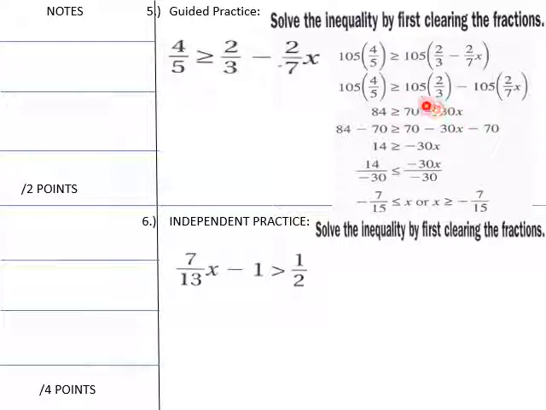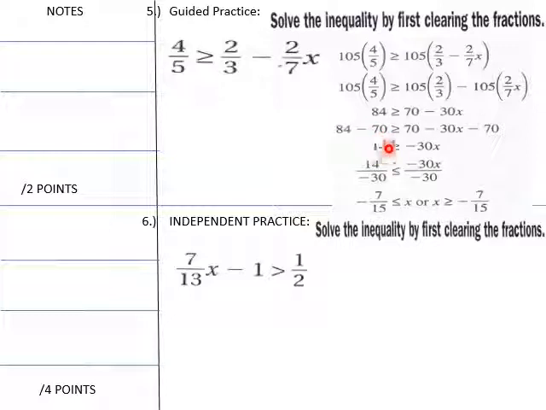So this is how we've gotten rid of our fractions. We end up with this now. And now we're going to further isolate our x. So we're going to subtract 70 from both sides.